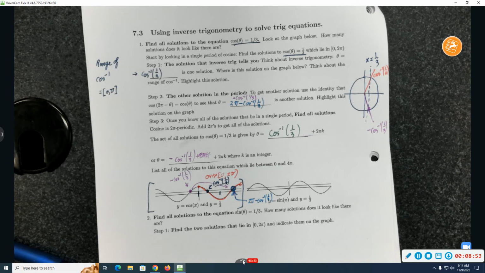Nice. So there's the strategy to solving a simple trigonometric equation, something that just looks like trig function equals number. Find all the solutions that happen within one period, and then add the period back in. Think we could do that again for sine? Let's do it again for sine. Let's find all of the solutions to sine of theta equal to 1/3.